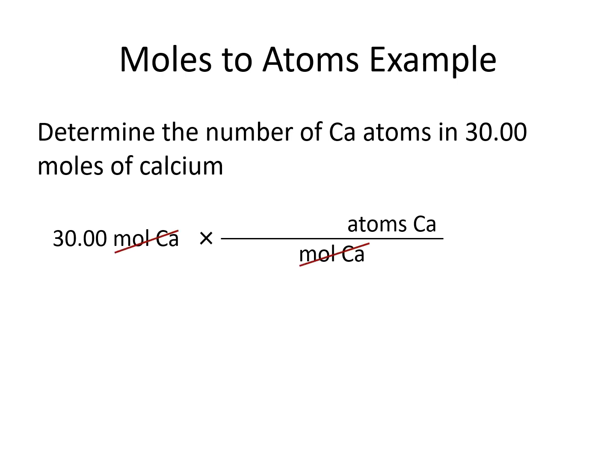Avogadro's number would get filled in next to atoms, and 1 would go next to moles. So that tells us we are multiplying our 30.00 by Avogadro's number, and we come out with 1.807 times 10 to the 25 atoms of calcium.